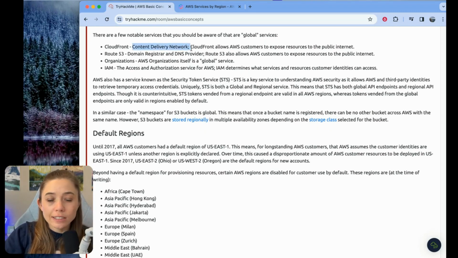CloudFront, which is content delivery. CloudFront allows AWS customers to expose resources to the public internet. Route 53, which is the domain registrar and does DNS. Organizations, AWS Organizations, is a global service. And then IAM, Identity and Access Management. IAM determines what services and resources identities can access. And we're going to learn much more about that coming up, I'm sure.